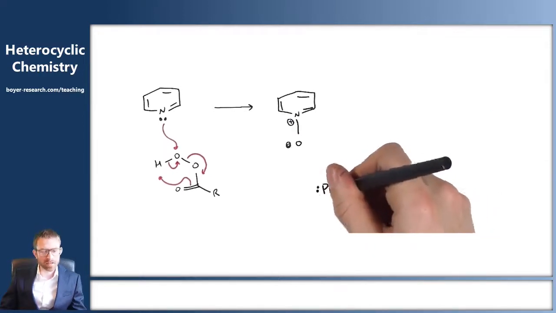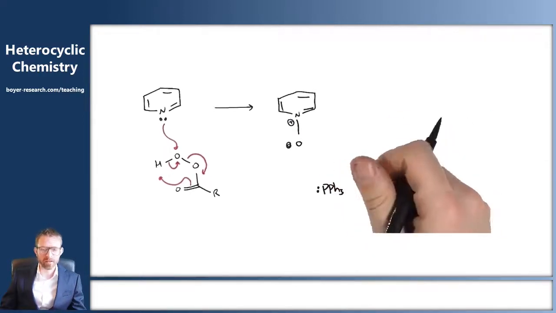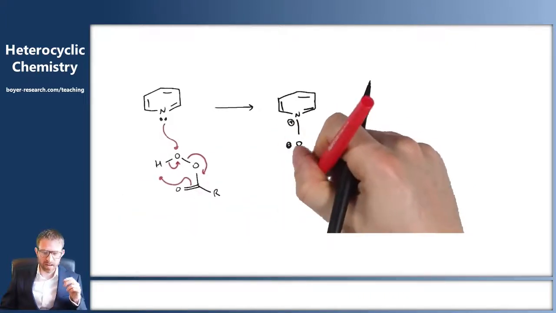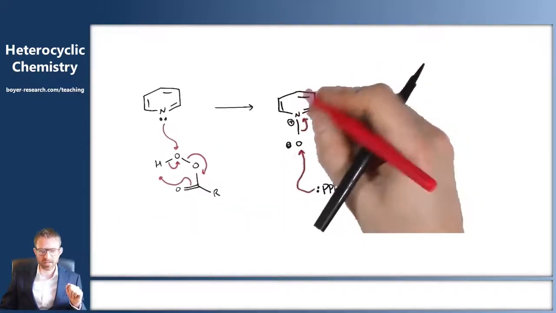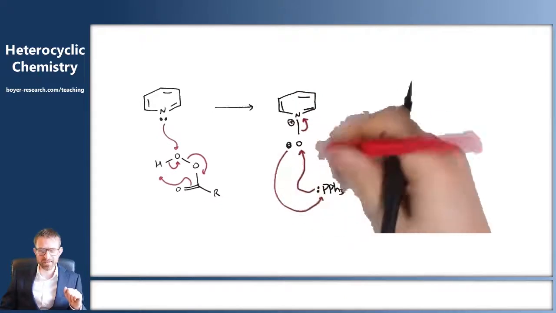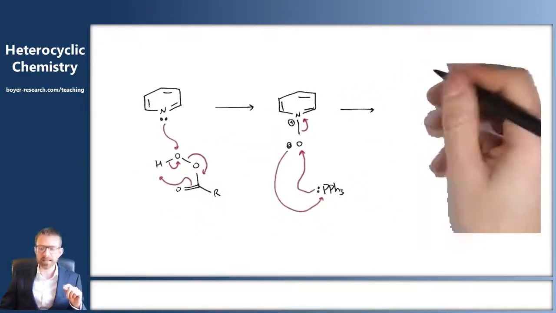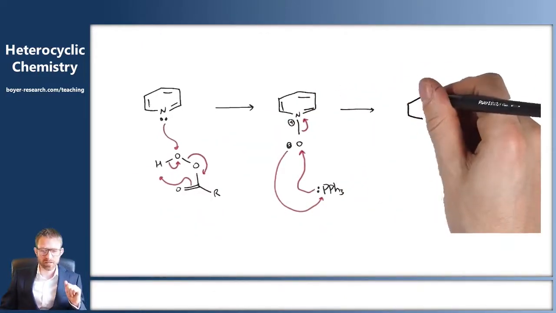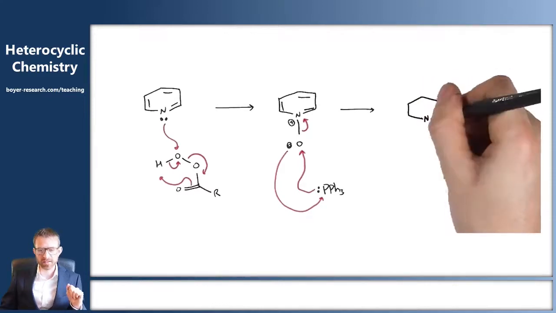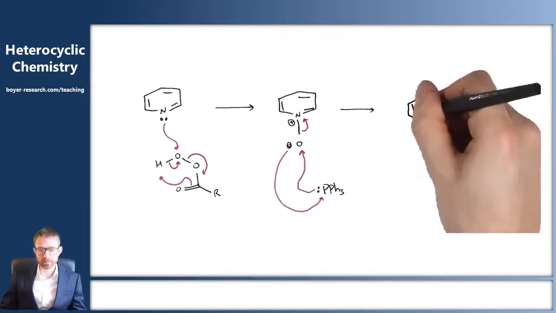And if we want to reduce that bond, we can use something like phosphorus. Phosphorus has very strong double bonds with oxygen, so it's a strong driving force for this reactivity. And so it will take the oxygen away from the nitrogen and give us back our pyridine.